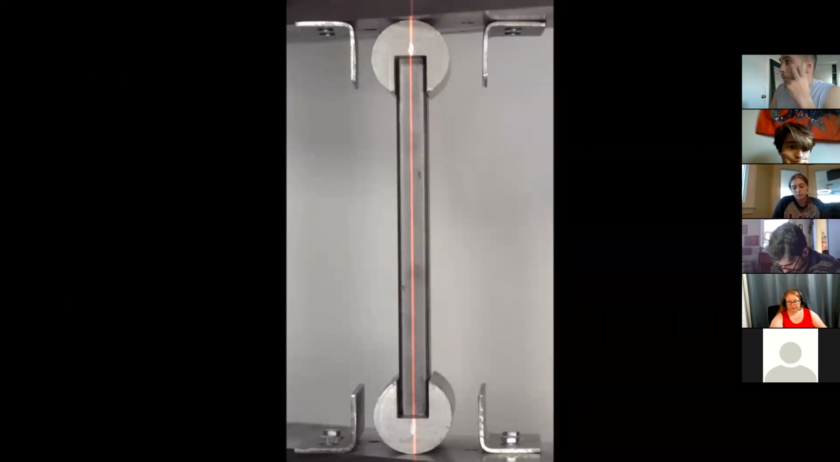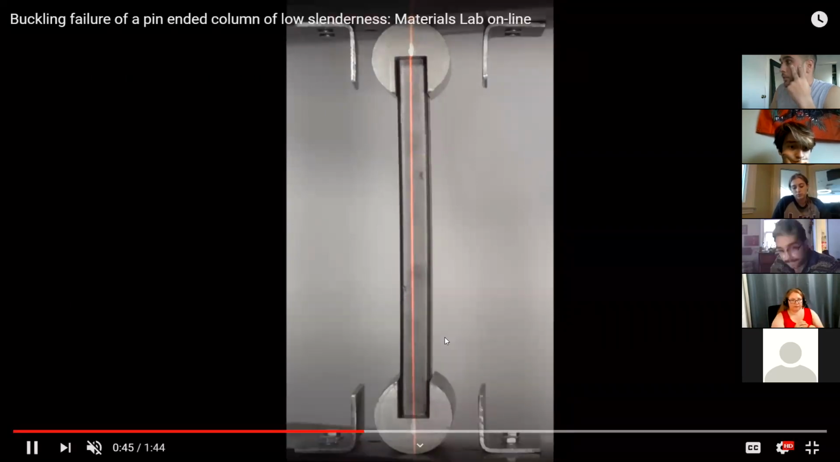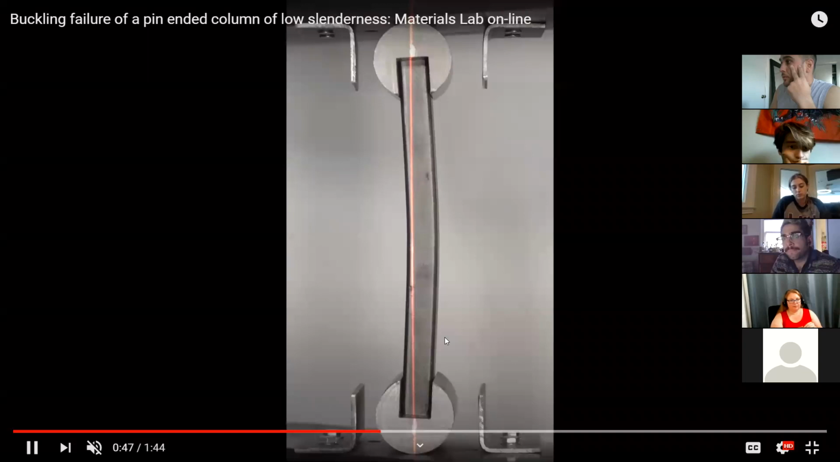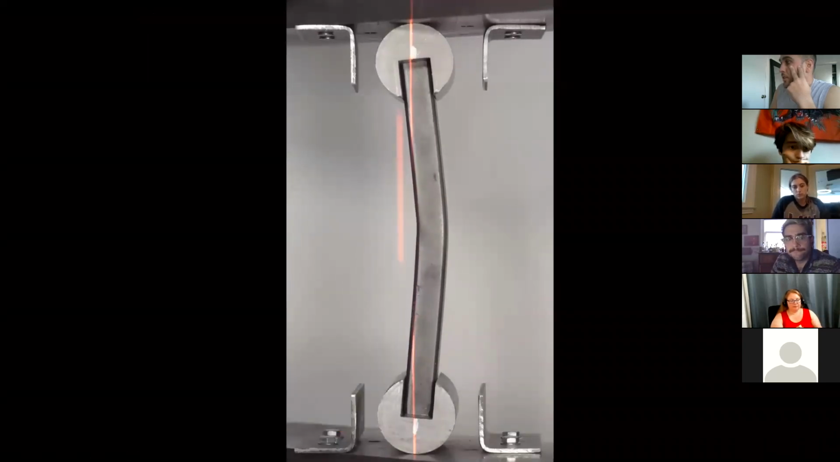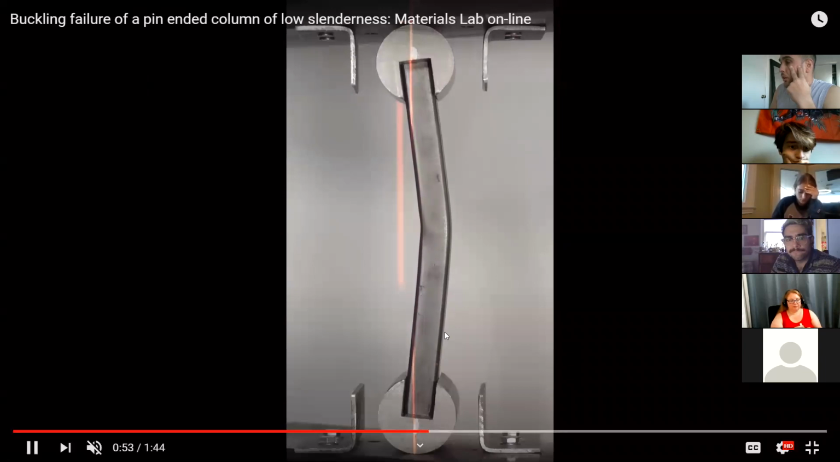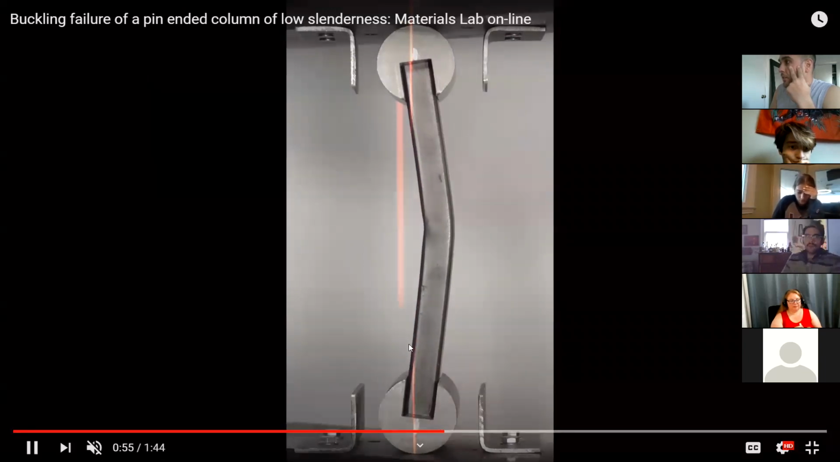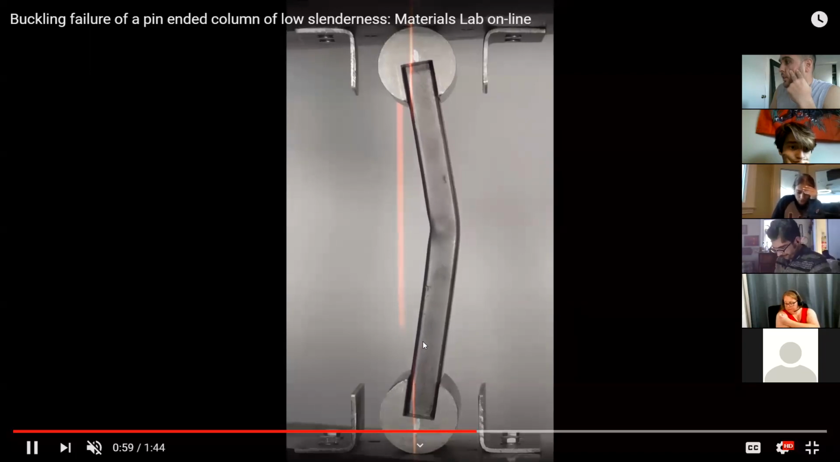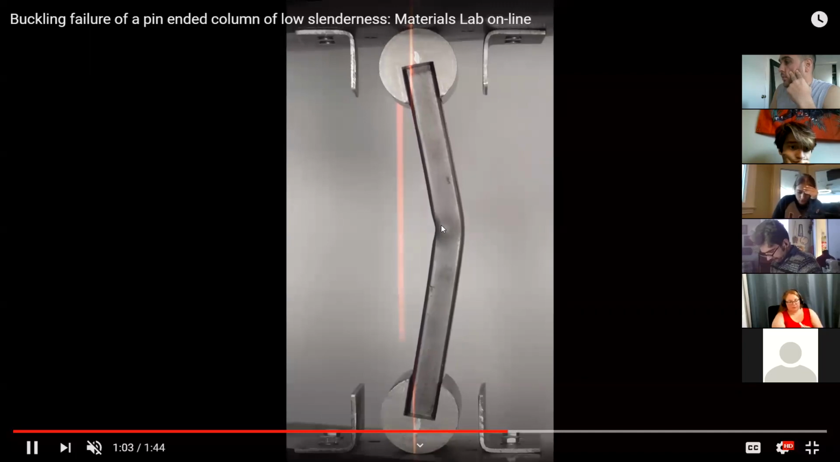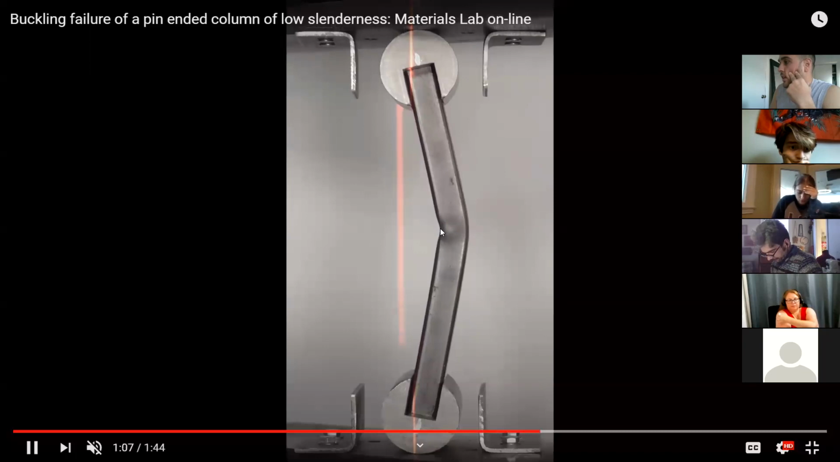I mean, it cannot be more perfect than this. Look at the way it's buckling. You can still see the original laser line coming from the laser, and it's already failed. And you can see that there's a buckling. It's called local buckling, right here in the middle, in this section.